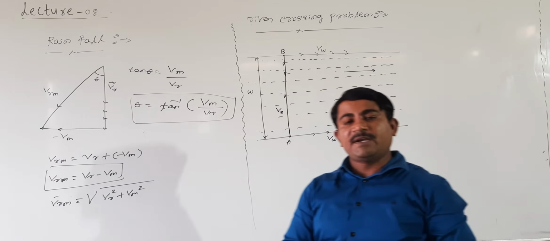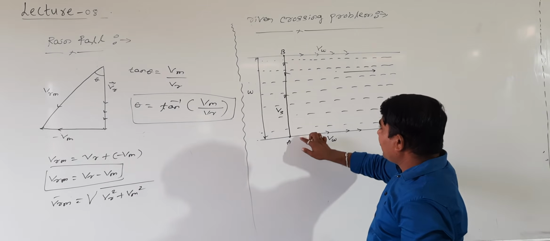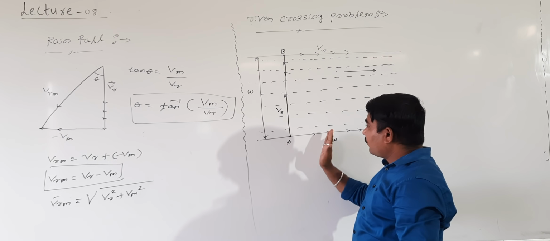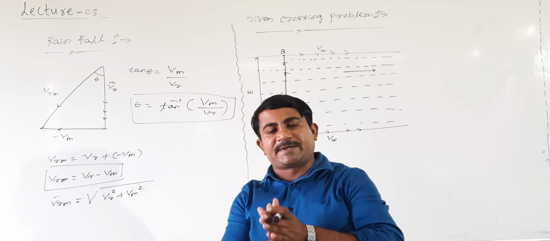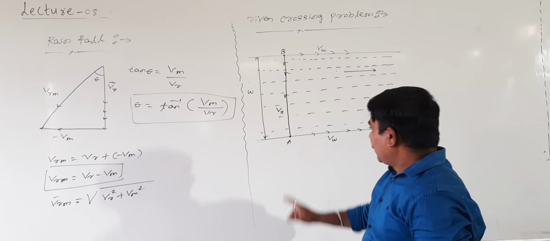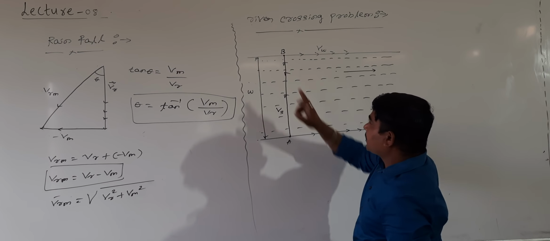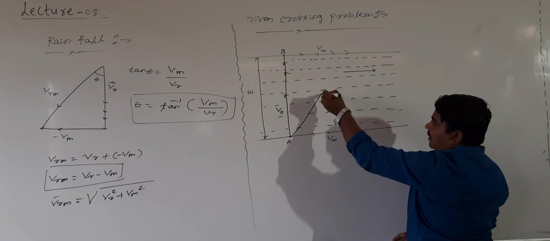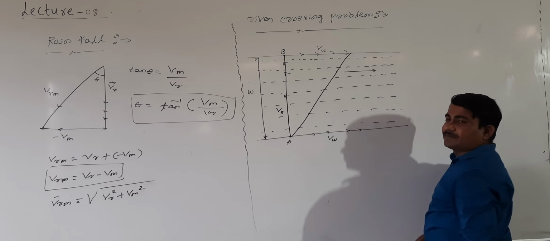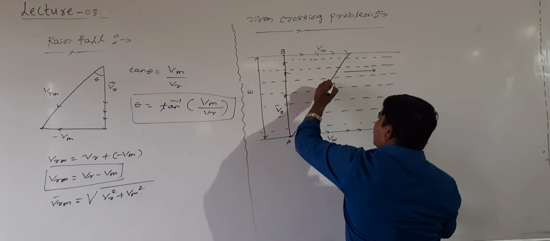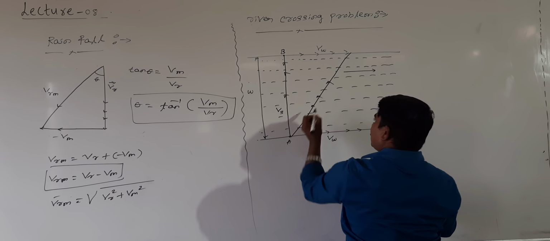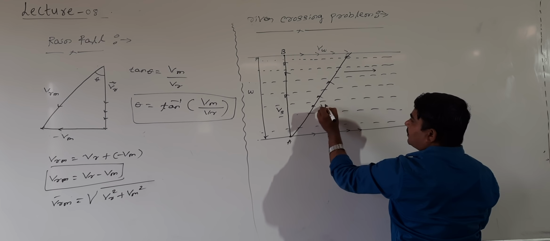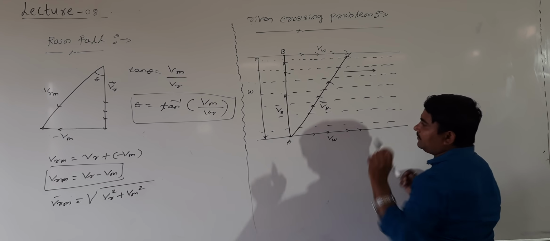Right? But when the person goes from A to B point, due to the river flow, his position may shift. If this is one vector and this is another vector, what is the resultant vector here? This is nothing but the resultant vector. Shall I represent it according to the triangle law of vector addition? The resultant vector can be represented by VR.